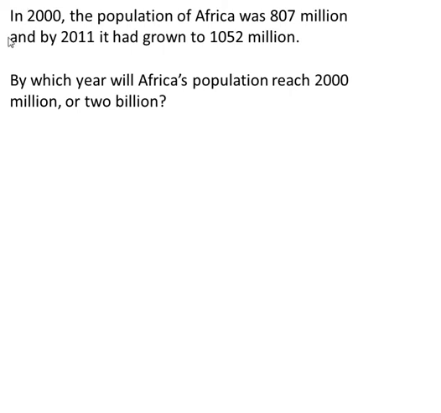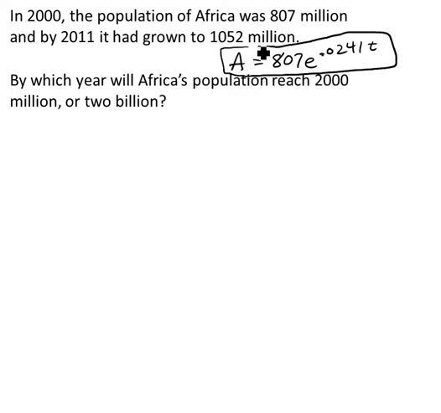Using the information given here at the top, we can use a general form of an exponential growth function to find the values of the growth rate and the initial value, in order to come up with an exponential growth function specific for this problem. If we do that, we come out with the function A equals 807 million times e to the 0.0241t. So that's the exponential growth function that we're going to be using in order to answer our question.